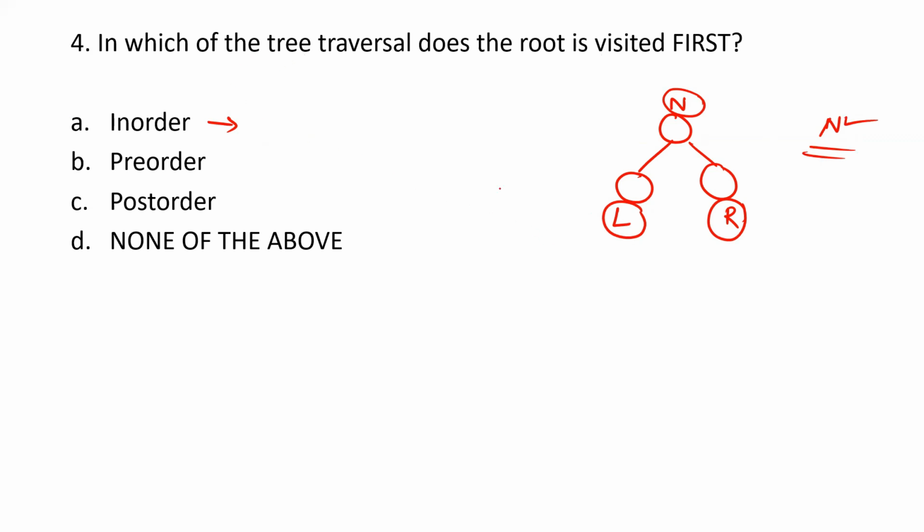Now in-order traversal, what happens? First, the left child will be traversed, then the node will be visited, then the right child will be visited. So this will not be the solution to this question. And what will be the pre-order? Pre-order means first the node will be visited, then the left child, then the right child, which is nothing but NLR. So if we write NLR, we want any such combination which has N as the first one. So the pre-order traversal has N in the first place. So we will mark pre-order as the solution to this question.